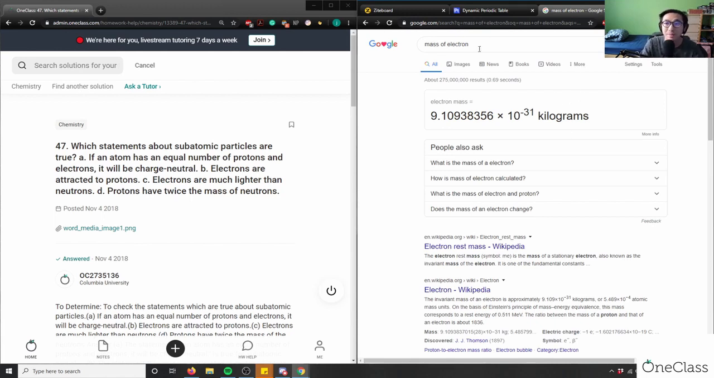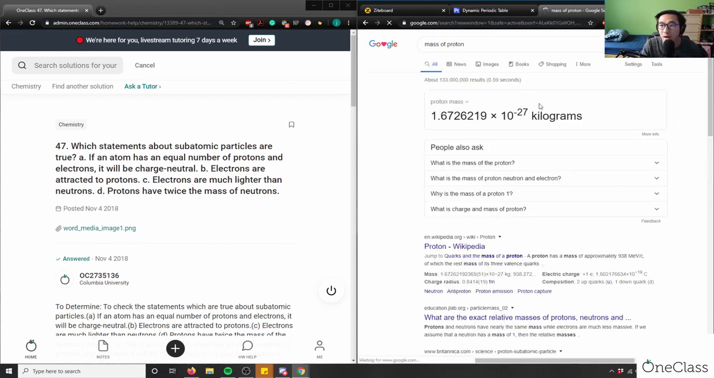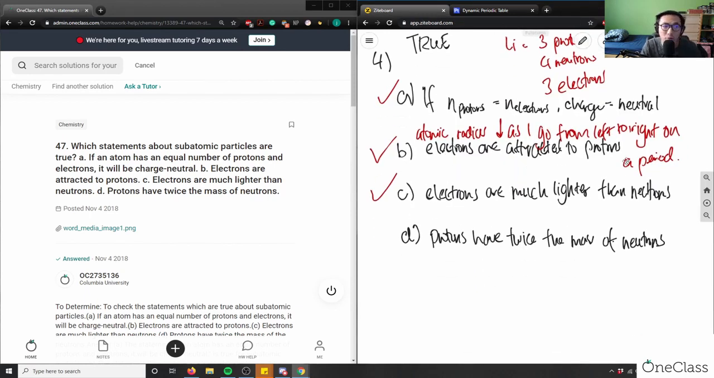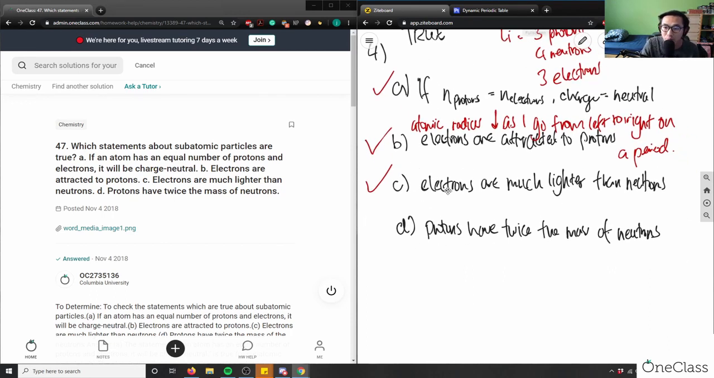This is much, much smaller than the mass of a proton, which is about 10 to the negative 27. So electrons are much lighter than neutrons, and this is correct. Neutrons and protons have about the same mass, which means D is false. Protons do not have twice the mass of neutrons, because neutrons have basically the same mass as protons. So in this case, 3 of the statements are true.